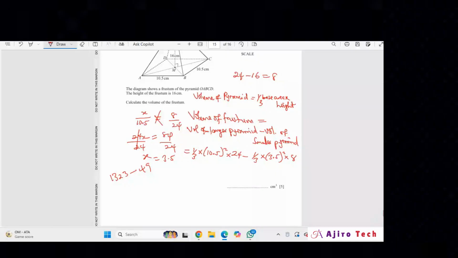If you do this, this is 1 over 3 times 10.5 squared times 24, minus again 1 over 3 times 3.5 squared times 8. So I have this answer now, which is equal to 849.3333.